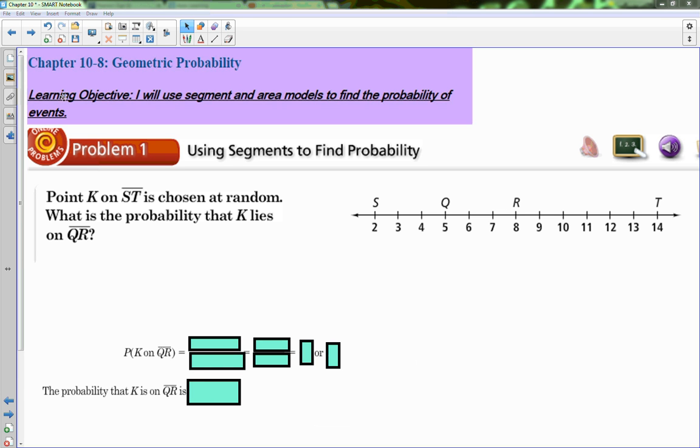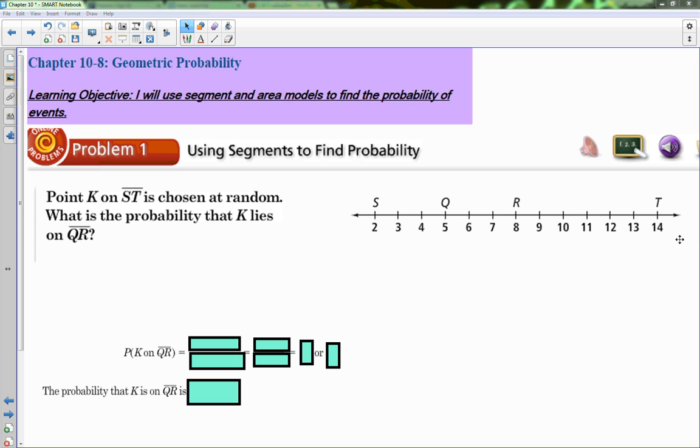Alright, so this is Chapter 10, Section 8, Geometric Probability. In this section, you will use segment and area models to find probability of events. So this first problem, we're going to use segments to find probability.